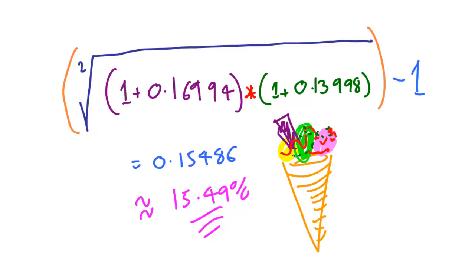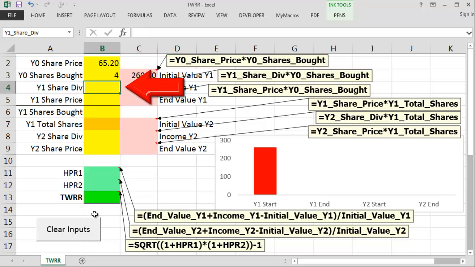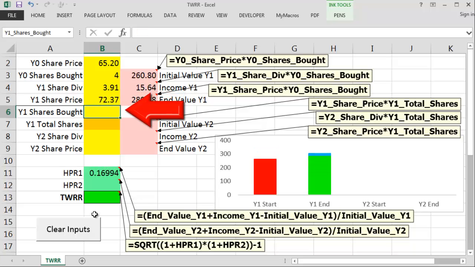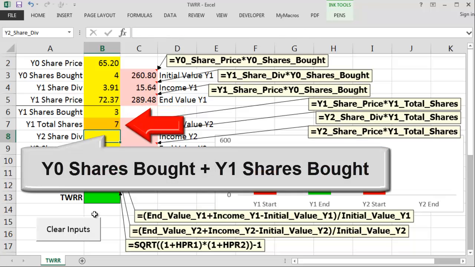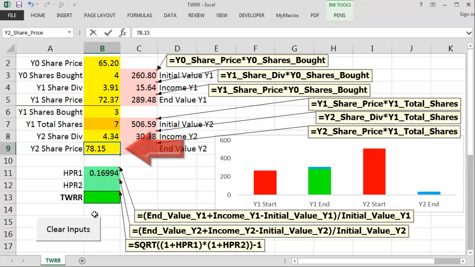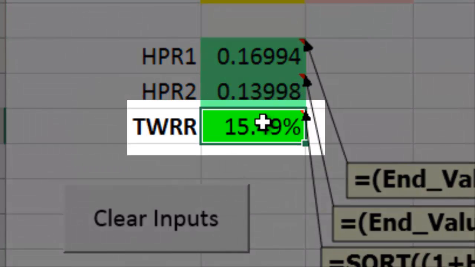Before we eat that though, let's run those figures through a cunning Excel spreadsheet to check we got everything right. So the initial share price was $65.20 and the initial number of shares was 4. The year 1 dividend per share was $3.91 and the end of year share price is $72.37. And remember, this is going to be the start of year 2 share price. The number of new shares purchased is 3 and that takes us up to a total of 7 shares for the second year. And the year 2 dividend per share is $4.34. The year 2 share price right at the end is $78.16. We do have the same result with this spreadsheet, so everything's looking good.